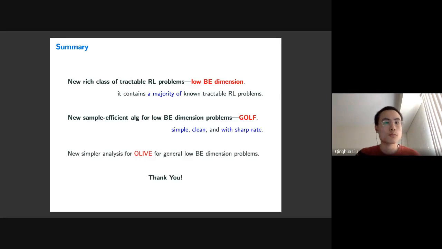And we also have a new analysis for Olive. Previously, it's only proved to work for a subclass. And now our proof extends the guarantee to a more general class. And if you look at our paper, the proof is very simple. Basically, it only uses the definition of B dimension. It can be written using like half a page.